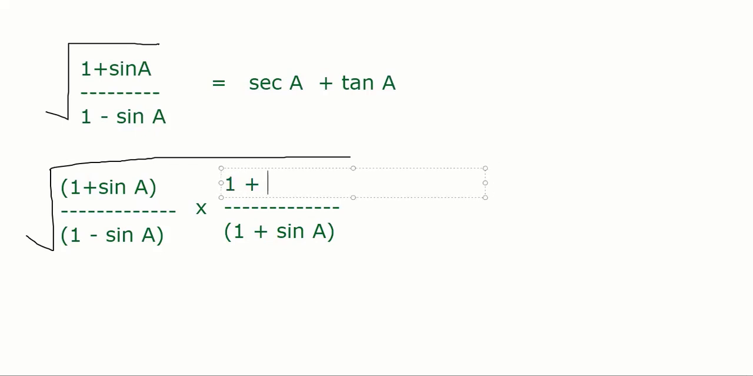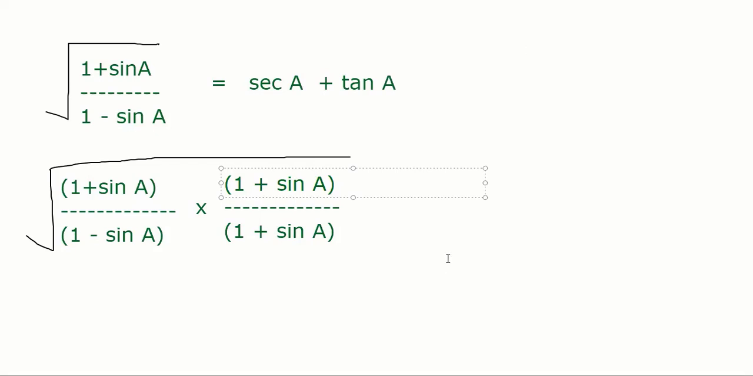Obviously in maths, we cannot do an unfair thing if we can only multiply. We should multiply the denominator and numerator both with the same number. You know that, everybody? Numerator and denominator should be multiplied with the same number, otherwise the question will change. So I multiply numerator and denominator both with 1 plus sin A. This step is clear. I am saying I'll multiply both numerator and denominator with the same number.